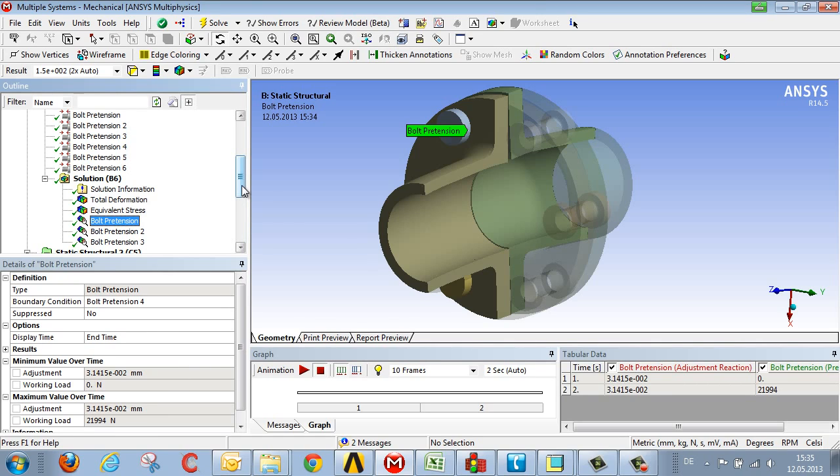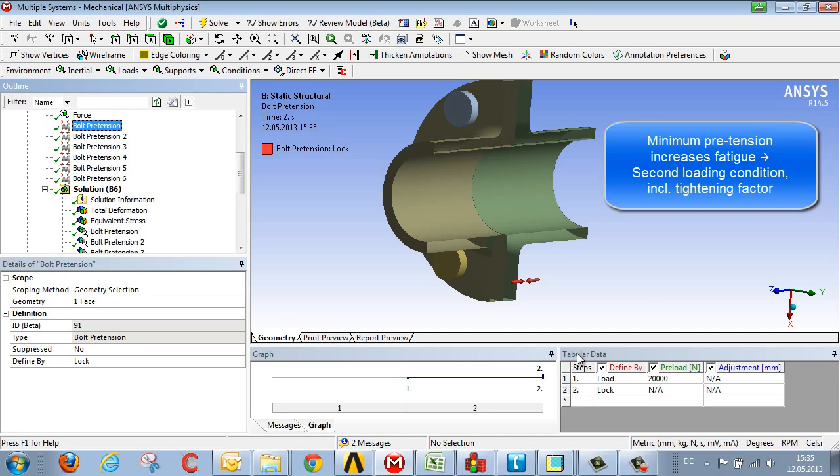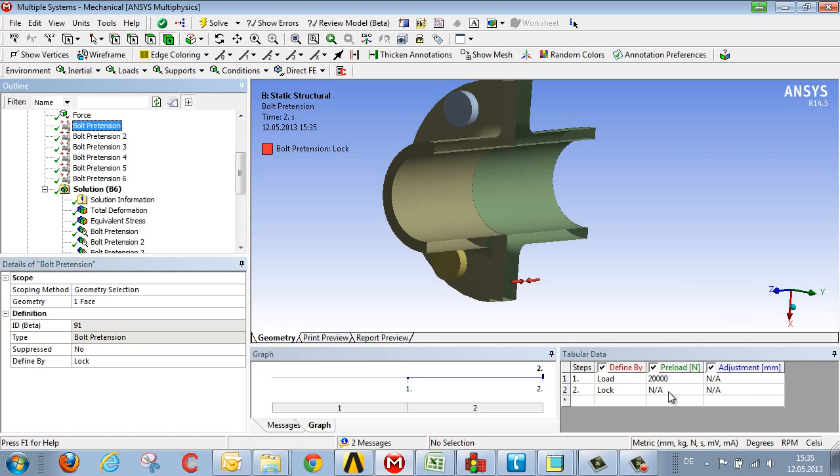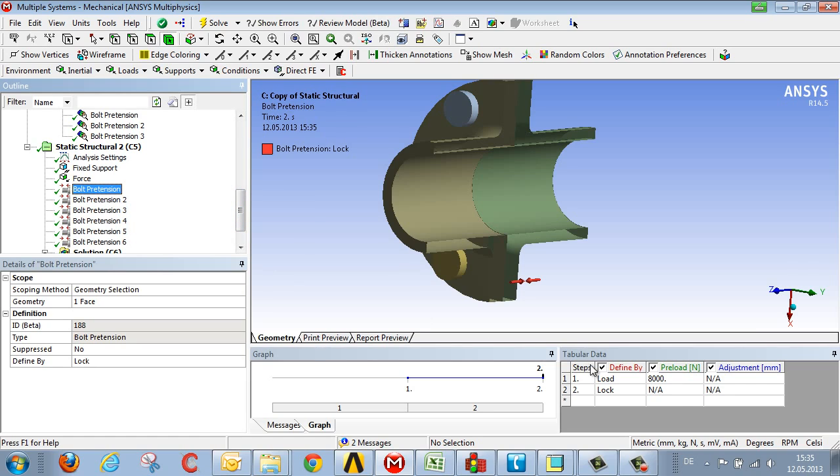That means that alongside the loading condition which we calculated here, with a maximum pretension of 20 kN, here in the second loading condition, we have to include the tightening factor. The tightening factor represents the relationship between maximum and minimum pretension. So with a bolt pretension of 2.5, instead of a maximum pretension of 20 kN, we end up with a minimum of 8 kN. And we would do that for all the bolts, and then calculate the second loading condition.